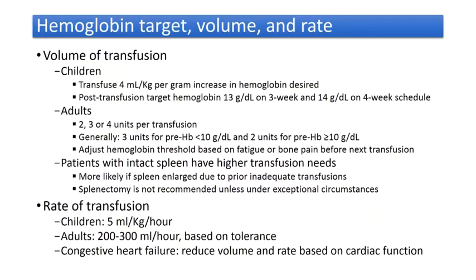The rate of transfusion is mentioned here, usually about 5 cc's per kilo per hour for children, and adults 200 or 300 cc's an hour, which is based on tolerance. But if there is a concern over cardiac function, then the volume and the rate has to be reduced to tolerance, and often Lasix may need to be used as well.